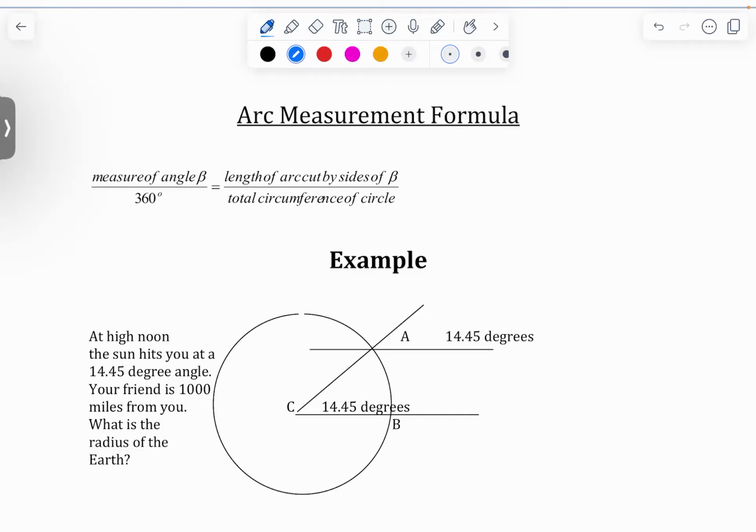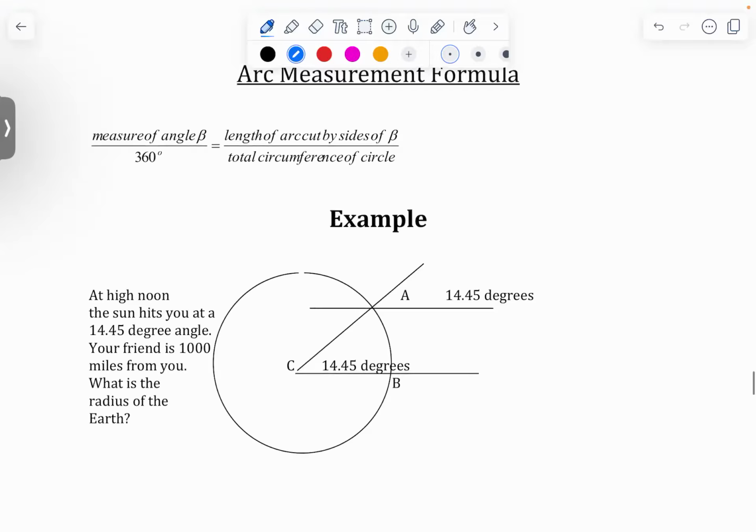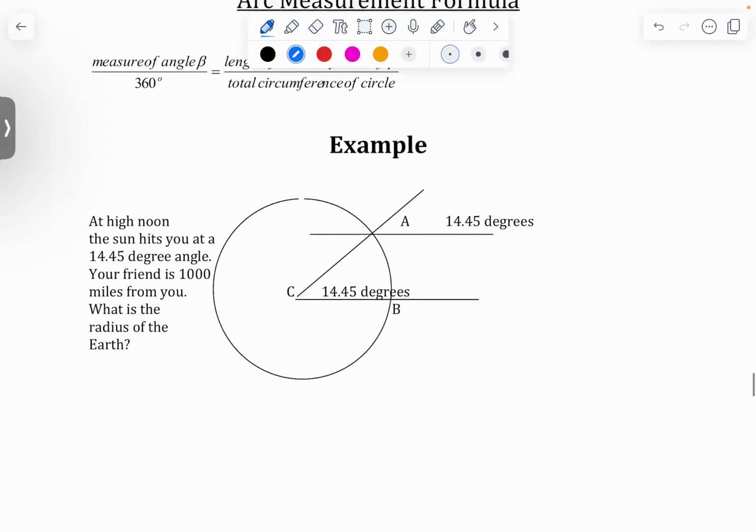So any fraction of 360 degrees sets up a ratio that lines up with the ratio of the length of an arc cut on a circle over the total circumference. Circumference is all the way around, that's the perimeter of a circle. So I can set up a ratio of those two concepts.